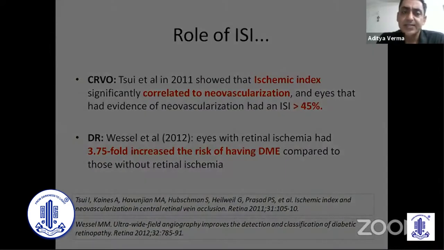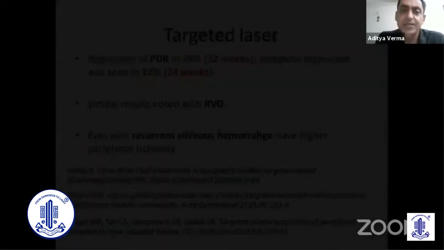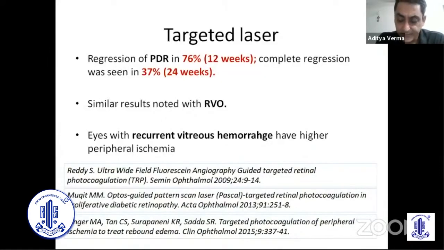Based on this, recently a few clinicians have attempted targeted laser in eyes where the PDR was not settling, and they showed that regression of PDR was seen in about 76% of eyes in 12 weeks, and complete regression was seen in 37% in 24 weeks when the laser was targeted to the areas where the ischemia was still seen. The same results have been noted for RVO as well as in eyes with recurrent vitreous hemorrhage.